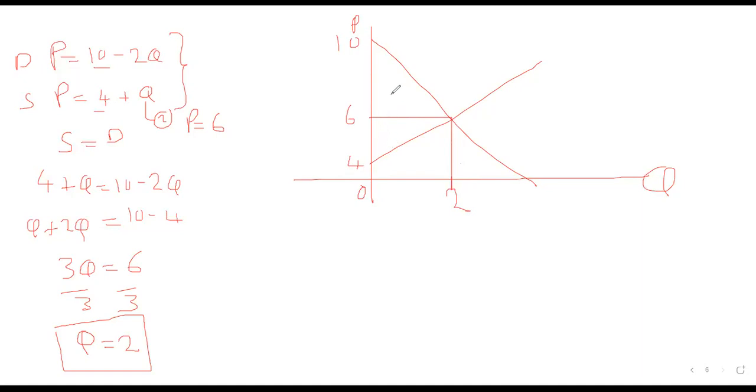So we have the consumer surplus on top, producer surplus below. Now, how do we calculate the consumer surplus? Consumer surplus is half BH. Our base is the distance from here to here, which is 2. Our height is the distance from 6 to 10, which is what? 4. This cancels, we're going to have our consumer surplus as 4.